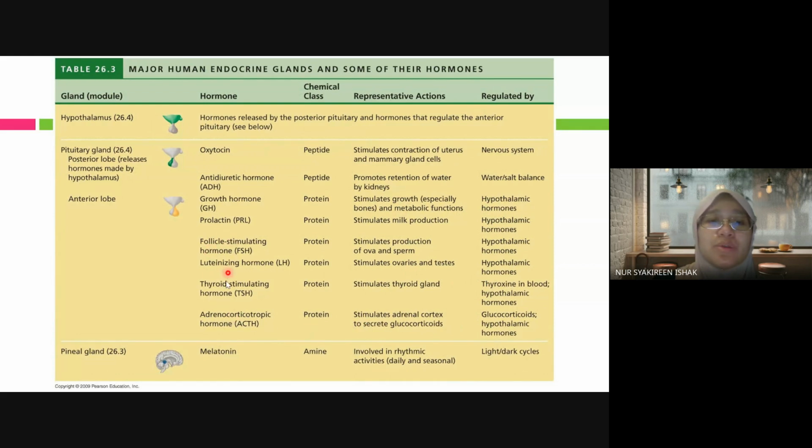So the hormones produced by the anterior pituitary are regulated by the hormones secreted by the hypothalamus. These are all the different hormones and their functions. Then we have the pineal gland, which functions to produce the hormone melatonin. It is a type of amine, and it regulates your body's rhythmic activity. By having this hormone, your body knows that it is night time, so your body has to rest, and this is daytime, so you have to do certain activities. So your body knows the time of day, night or day.